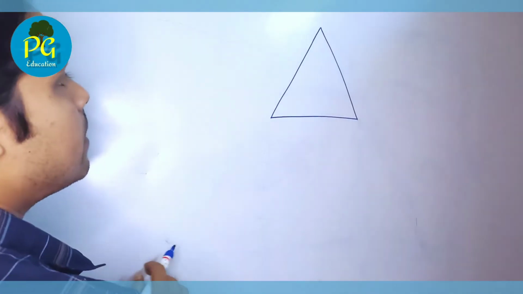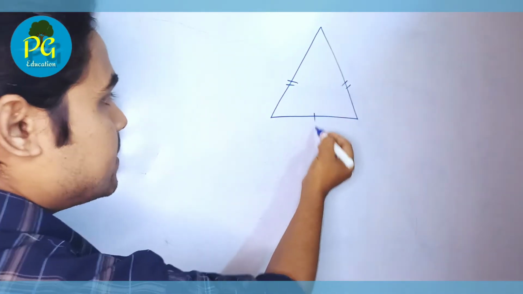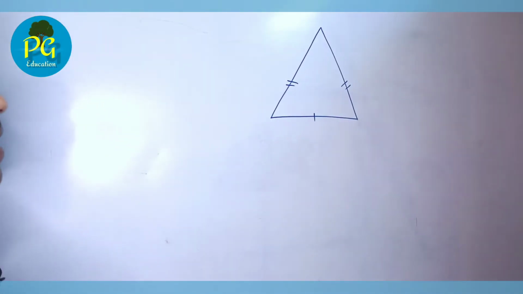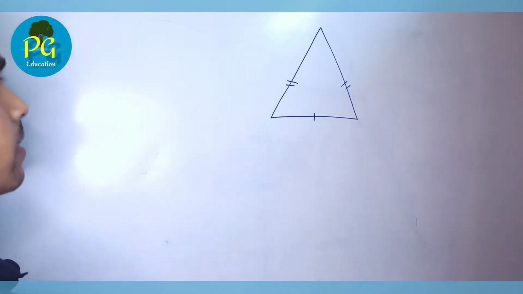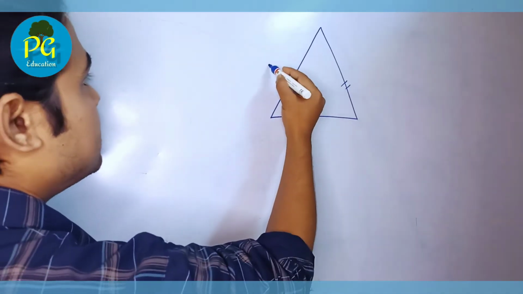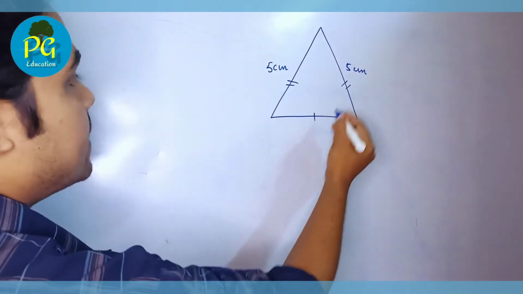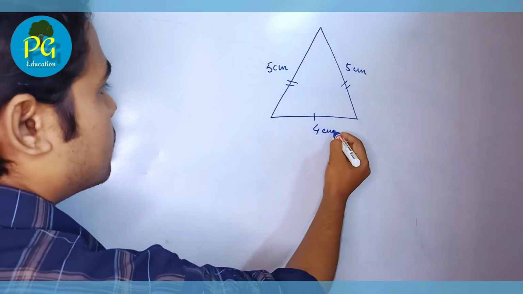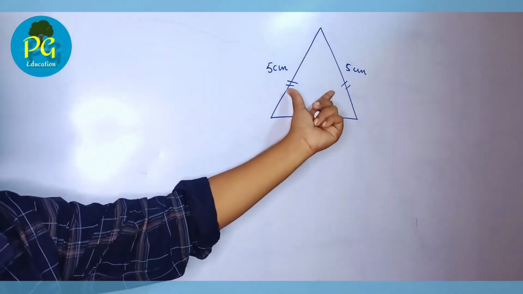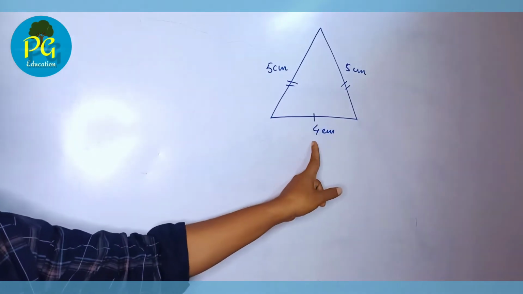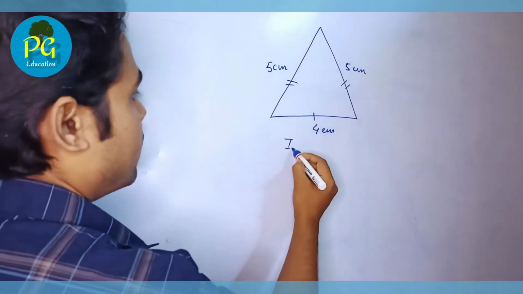In a triangle, if two sides are equal and another side is unequal, then this triangle will be called an isosceles triangle. Suppose the length of this side is 5 cm, this is also 5 cm and this is 4 cm. So you look, this side and this side are equal but this side is unequal. So this triangle will be called an isosceles triangle.